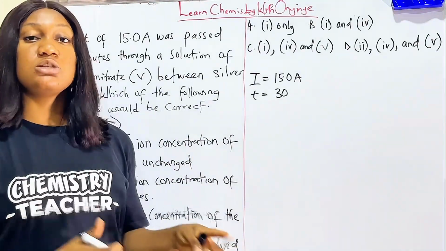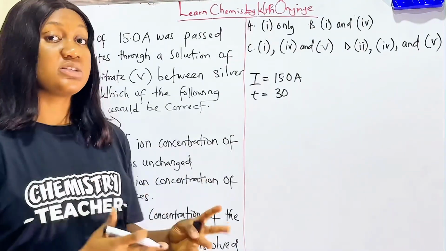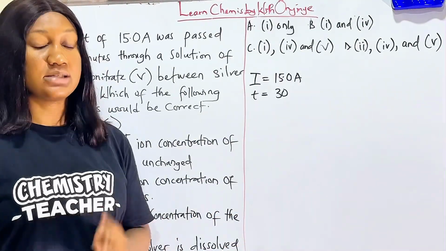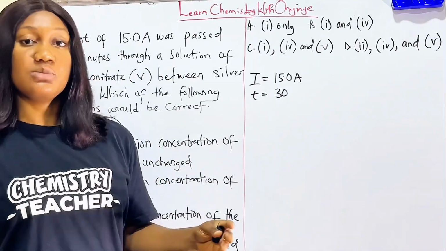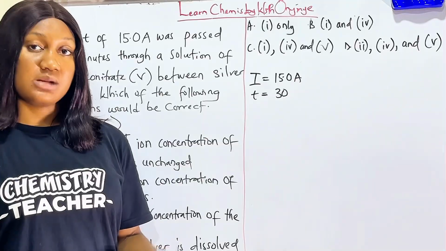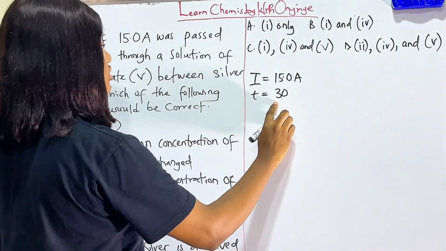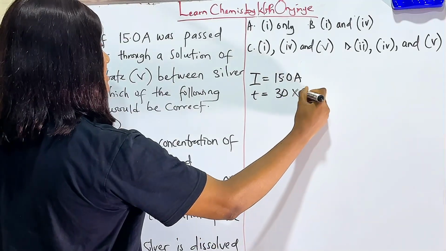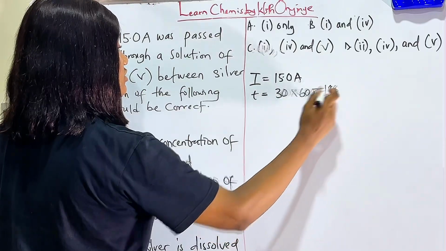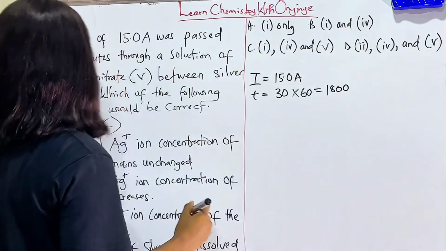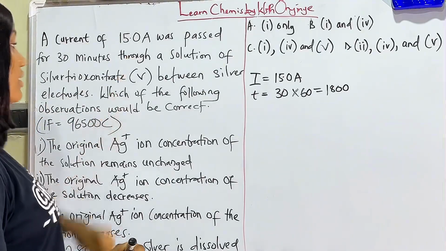And how we change minutes to seconds is by multiplying by 60. And if time was given in hours, how we change hours to seconds is by multiplying by 3,600. That is, we multiply by 60 and another 60. So T is equal to 30 minutes, but I'm going to change this to seconds by multiplying by 60. So 6 times 3 is 18, and the 0s come here, giving 1,800 seconds. Through a solution of silver trioxonitrate(V).